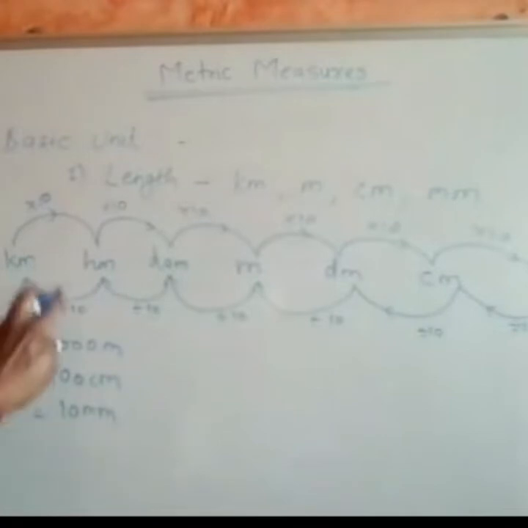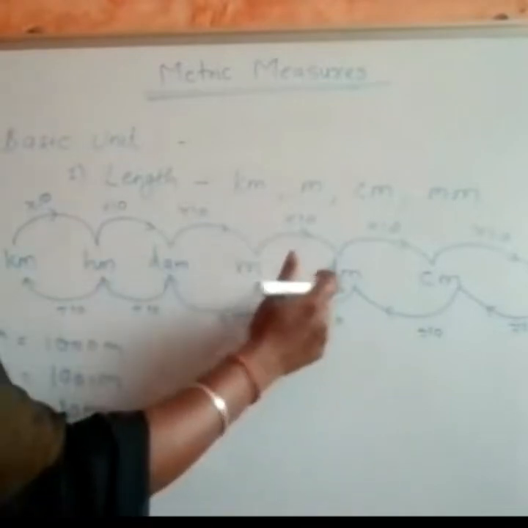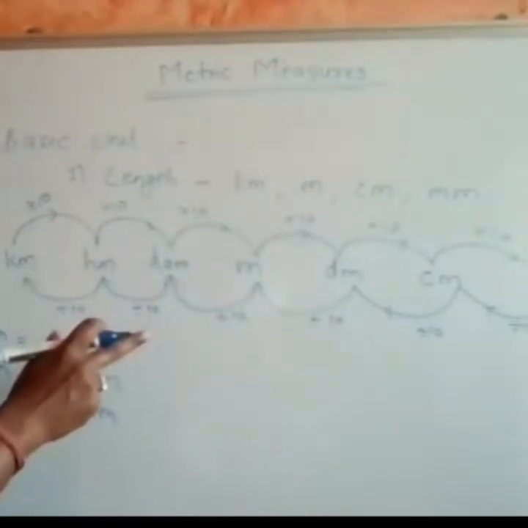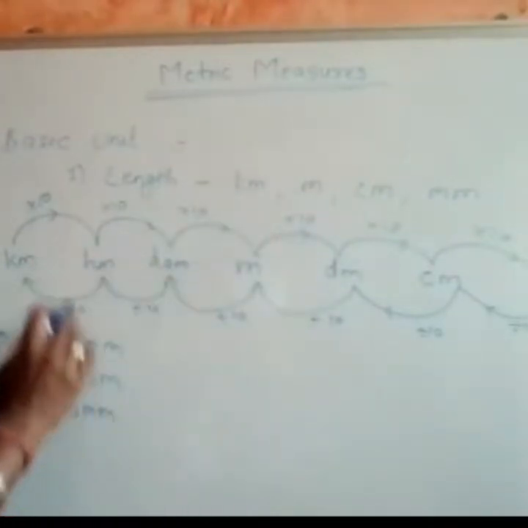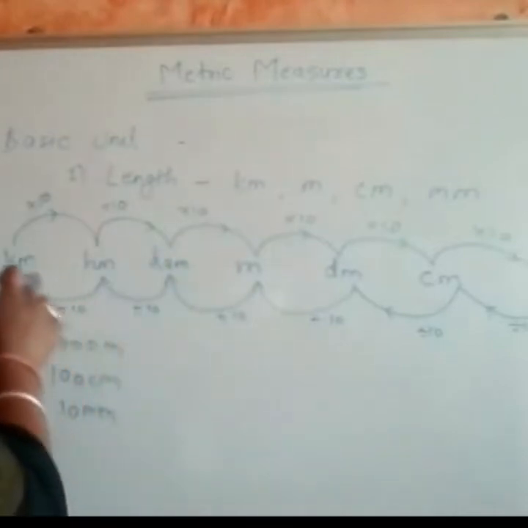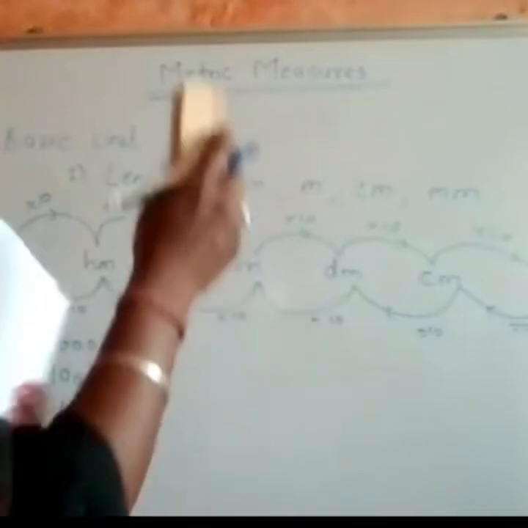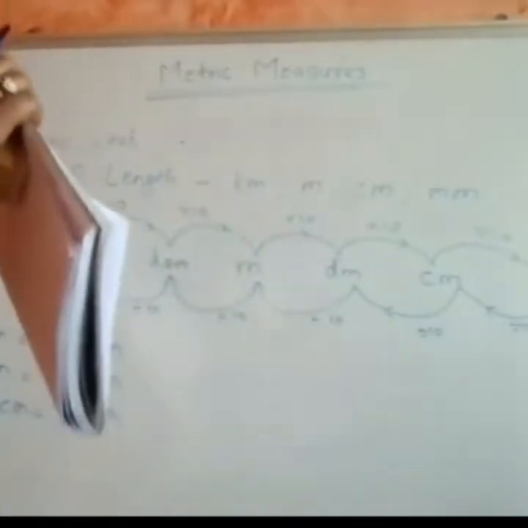Now, talking regarding the hectometer, decameter, and decimeter, these 3 units we are not using in our day-to-day life. So we will just neglect those. We are considering only kilometer, meter, centimeter, and millimeter. So I will drop these and draw the diagram like that.